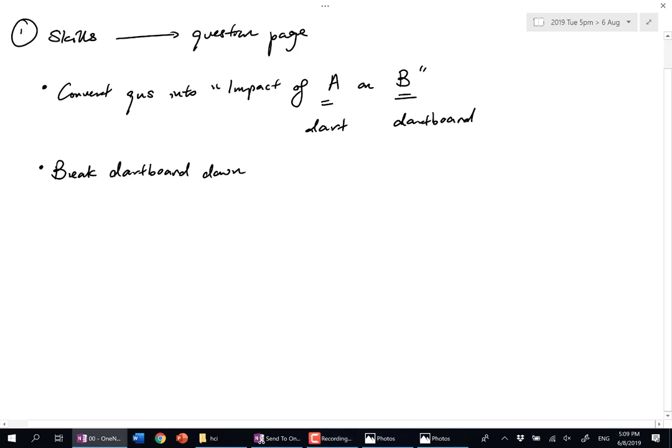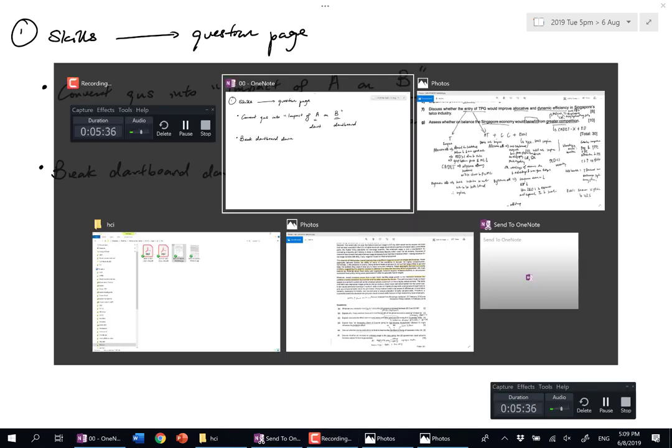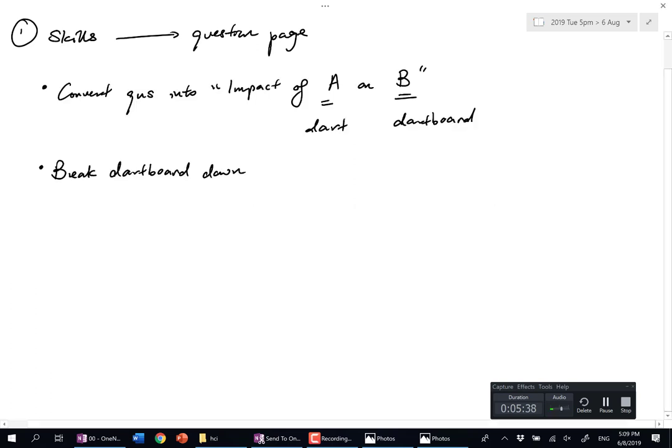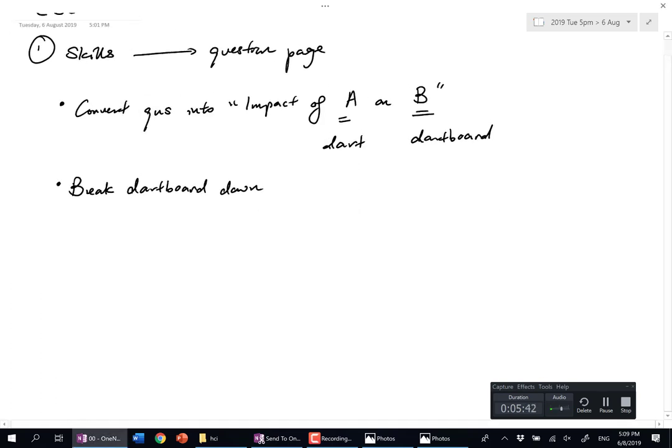Okay, so as we were saying, you find the dartboard and you break it down, okay? So this is the first thing I want you to do later as you go through the EJ paper, okay? This is first skill. The second skill, let me call this skill A, huh?